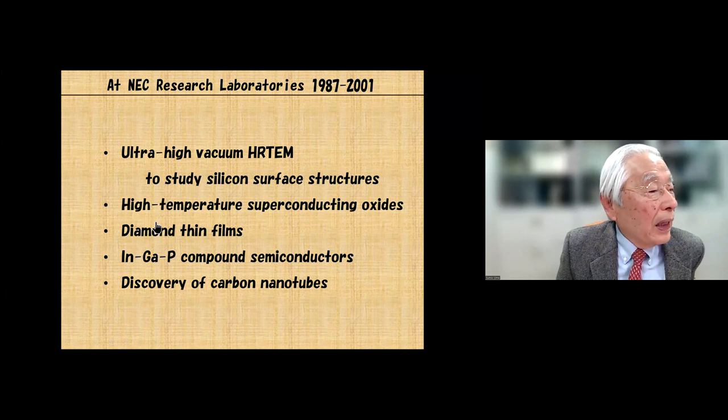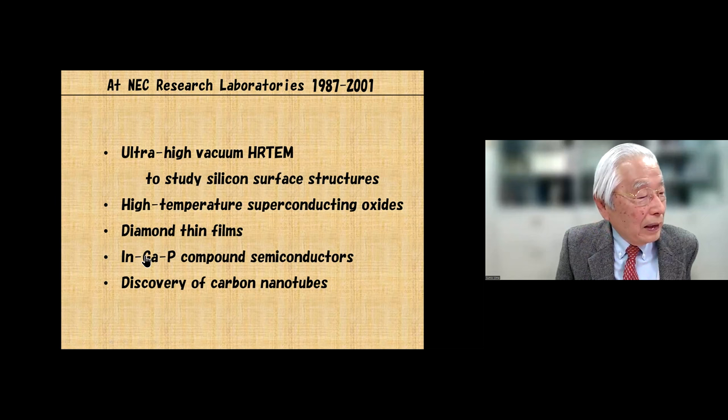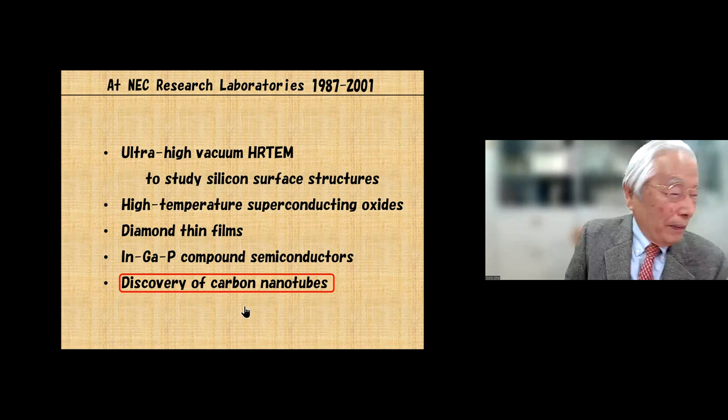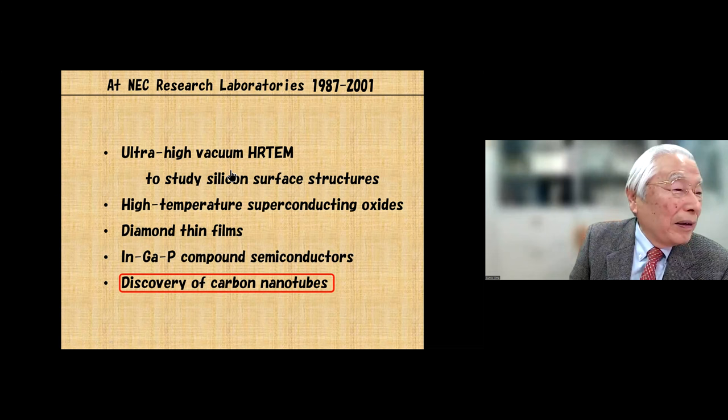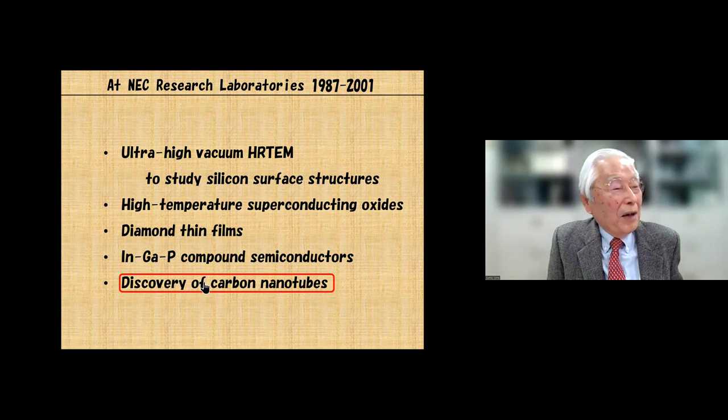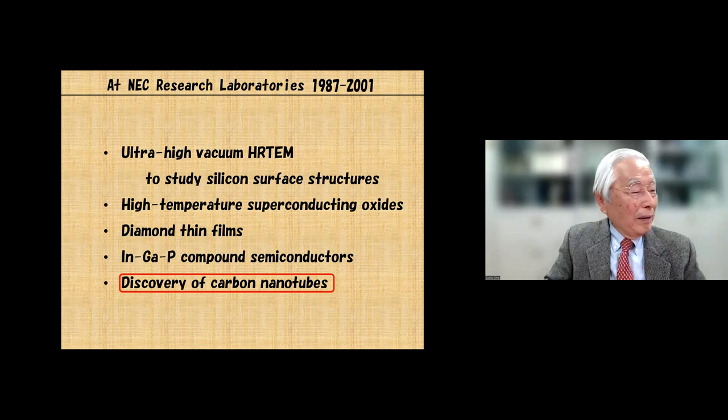The high temperature superconducting oxides and the diamond thin film. This is related to the nanotube because of carbon. And I did some alloy compound semiconductor work because I was working for NEC. And there I discovered the carbon nanotube. Before coming to this carbon nanotube, I did much work on different materials, nanomaterials, carbon material. All this experience and knowledge is important to find the carbon nanotube. All right, so this is the main subject that I want to talk about here.